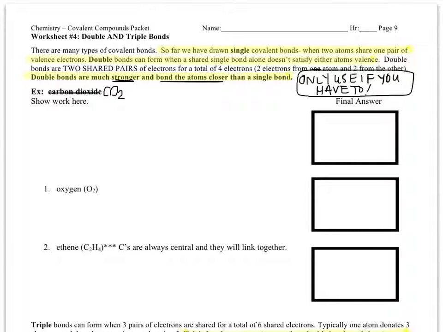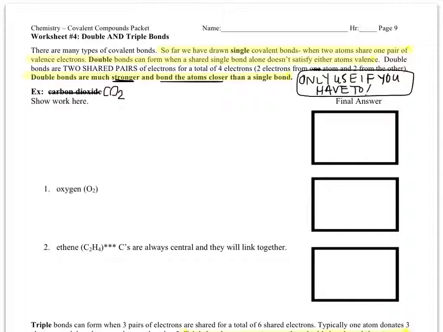Let's look at carbon dioxide, CO2. I'm going to draw this assuming that single bonds are going to work. That's how I'm going to approach this, because that's how I want you to approach these, because pretty soon you're going to get all these different types of situations mixed together. I know this is on a double bond worksheet, so it's kind of a spoiler alert.